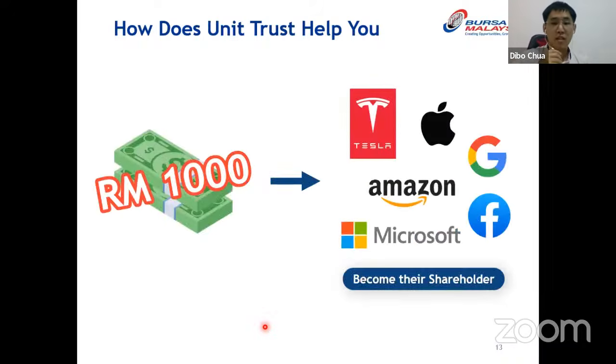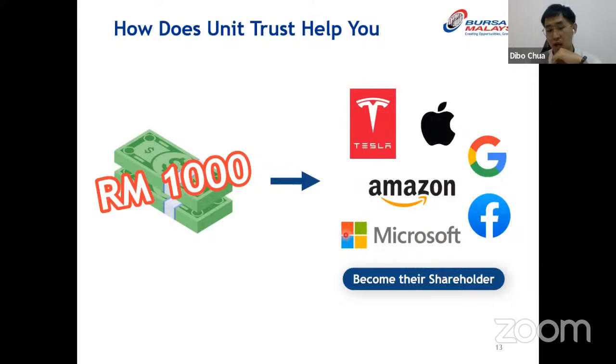And then of course the second thing is unit trust also allows you to use a very small capital to own strong companies. So companies like Tesla, Apple, Google, Meta, all these mega companies in the United States. If you really just talk about one stock for each of them, you need probably like 10K to own it. But with unit trust, you can start with as low as 1,000 ringgit, and you can own a share of the returns from these incredible companies.